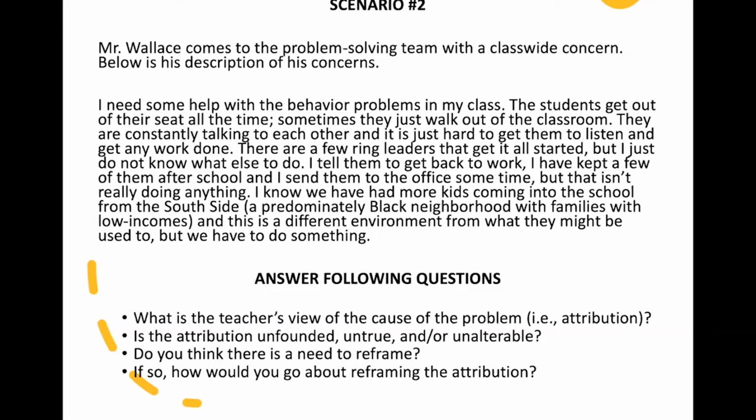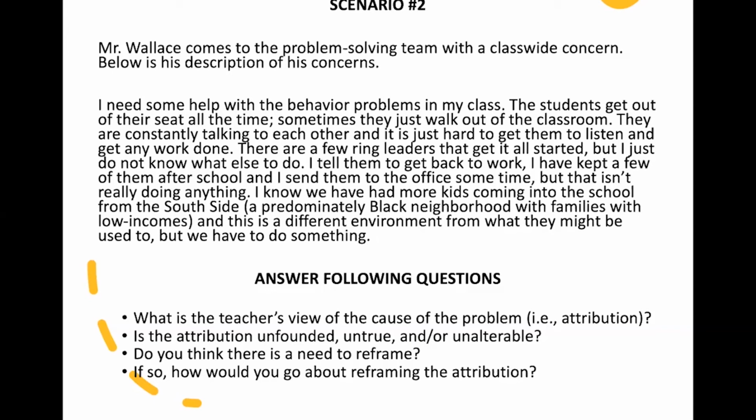I tell them to get back to work. I've kept a few of them after school, and I do send them to the office sometimes, but that isn't really doing anything. I know we've had more kids coming into the school from the South Side, which is a predominantly Black neighborhood with families with low incomes. And this is a different environment from what they might be used to, but we have to do something.